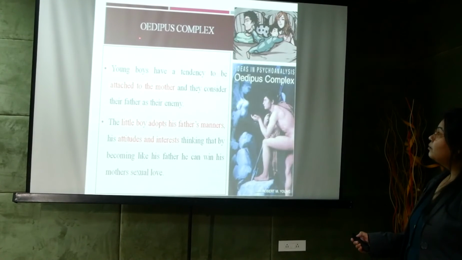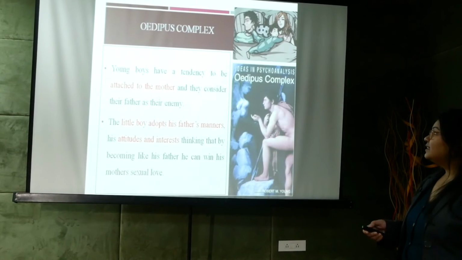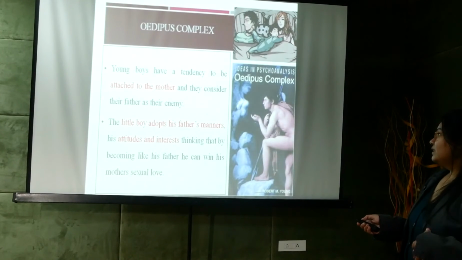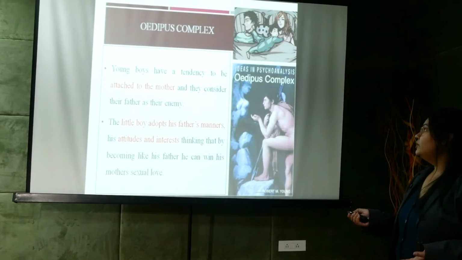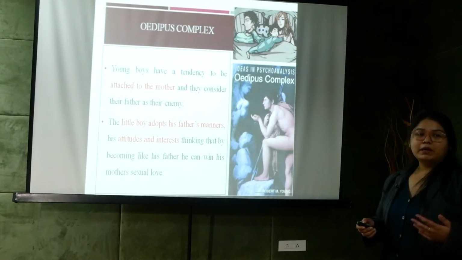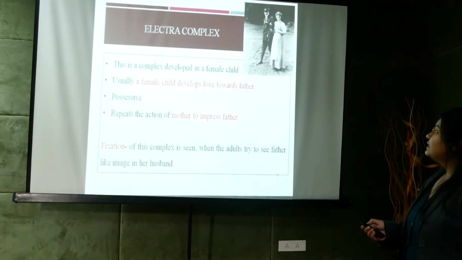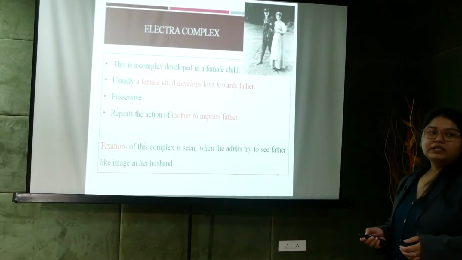Young boys have a tendency to be attached to their mother and they consider their father as an enemy. A little boy adopts his father's manners, attitude and interests, thinking that by becoming like his father, he can win the mother's love. And the Electra complex is developed in the female child.